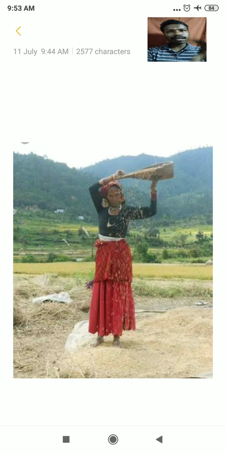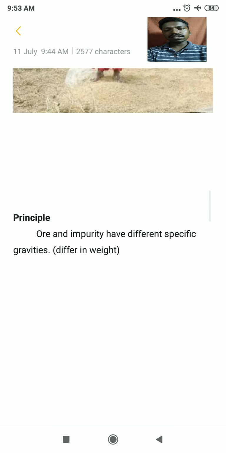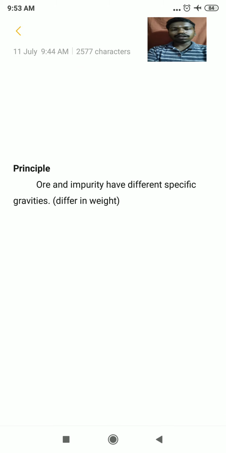The same principle is applied in hydraulic wash also. The term hydraulic represents the usage of water. Let us see the principle of hydraulic wash. This method is mainly applicable to concentrate the ore and the gangue with different specific gravities. That is the main principle behind hydraulic wash. The ore and impurity must have different specific gravity, which means they must differ by weight. They must have various weights.